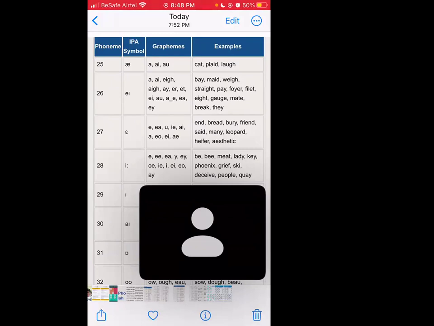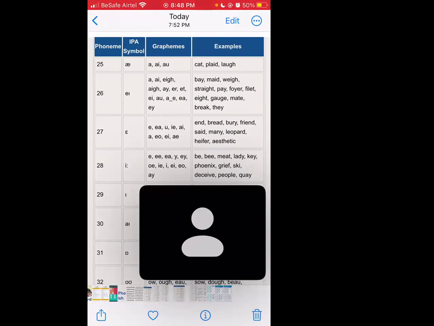Anyway, so number 26. That's why I didn't want to use this one. 26 is mixing up diphthong and monophthong. Oh boy. Anyway, we'll still get there. So let's just look at it. 26 is a diphthong. It's not a monophthong. 25 is a monophthong. It's a single sound.